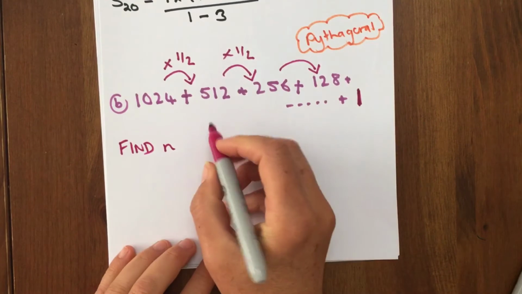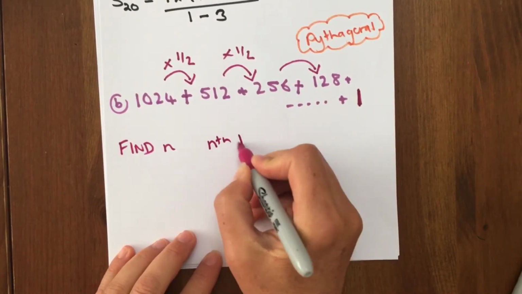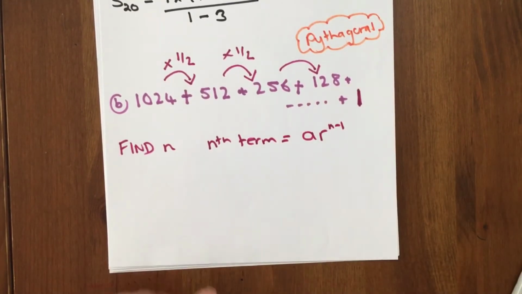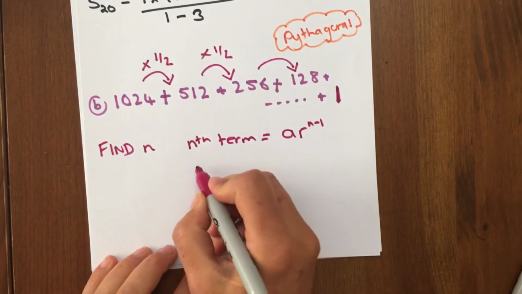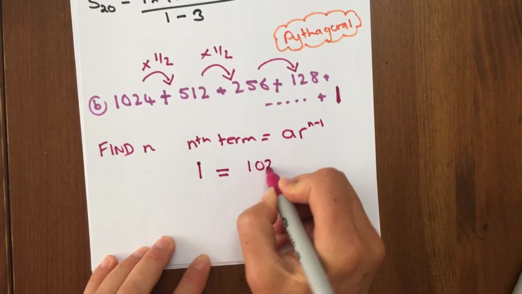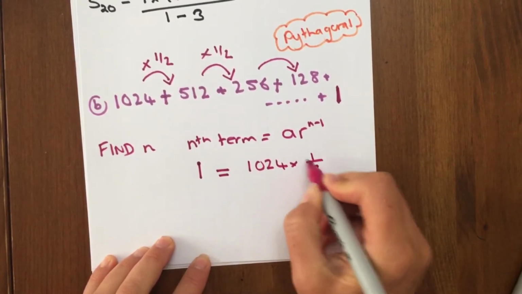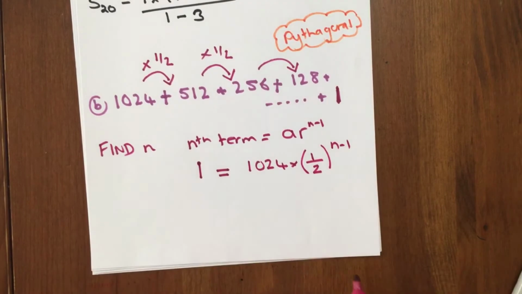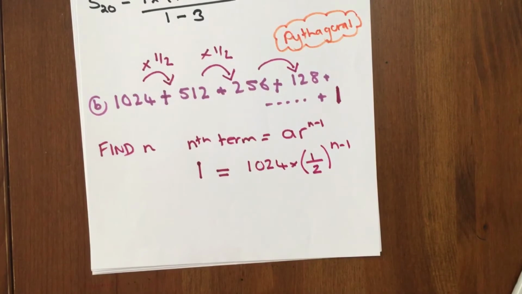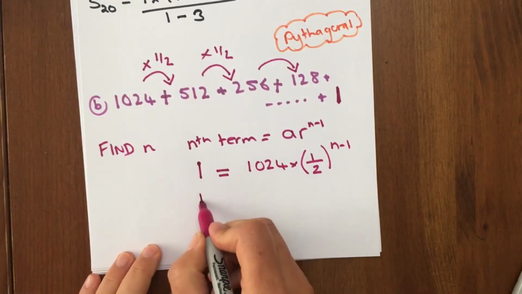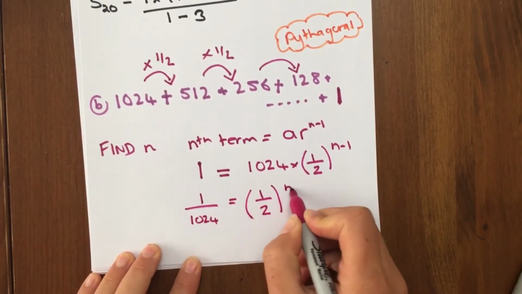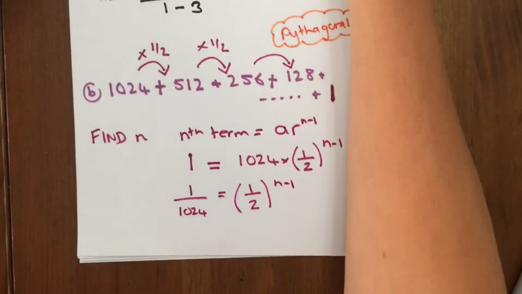Well, I know the rule for my nth term. Using this rule, I'm going to look at my last term, which is a times r to the n minus 1. So if I can solve and find out what n is, I will know how many terms I've got. Now, what do I do if the unknown is in the power?